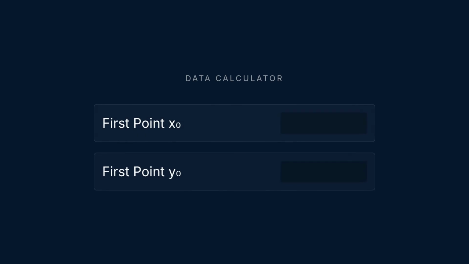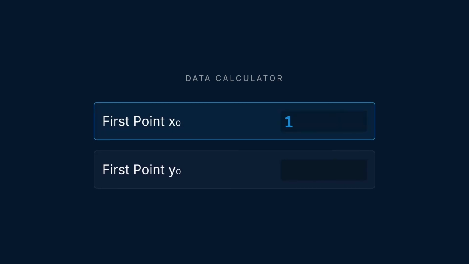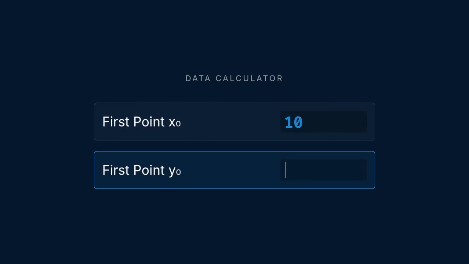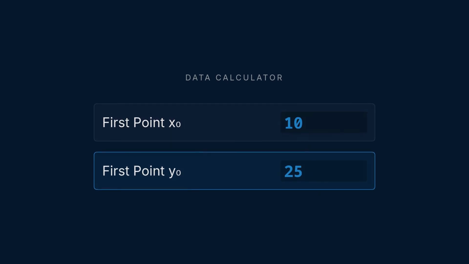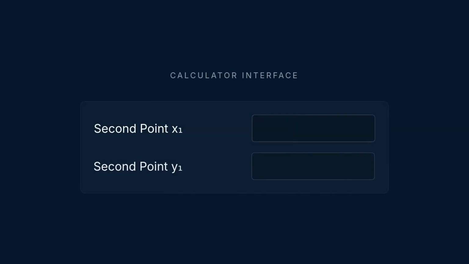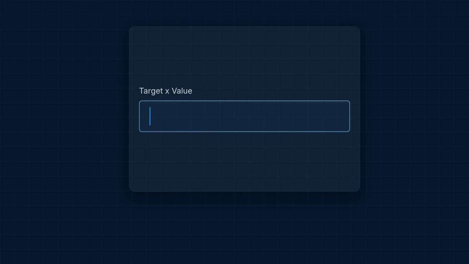For this example, let's say we're analyzing sensor data. I'll enter 10 for first point x0 and 25 for first point y0. For our second point, I'll enter 20 for second point x1 and 45 for second point y1. Now I want to find the y value when x equals 15, so I'll enter 15 as my target x value.